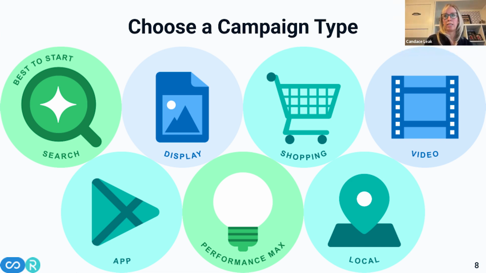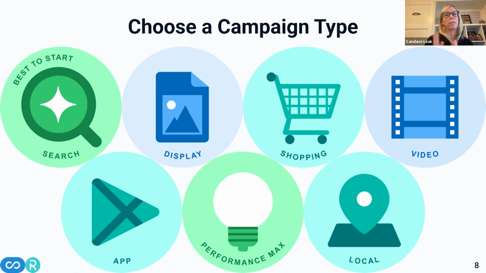Shopping ads, you've probably seen this when you've searched something before. They're the little product images that have prices and descriptions, and they appear in the Google Shopping search results. Video ads run on YouTube and other Google partner websites. App ads run on apps. Performance Max, or PMax, are goal-based campaign types that run ads across all of Google's networks. So this PMax combines search, display, YouTube, all these options.